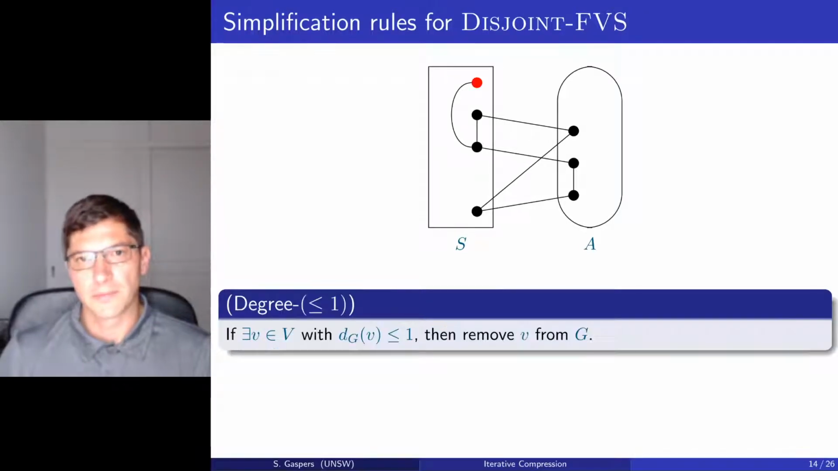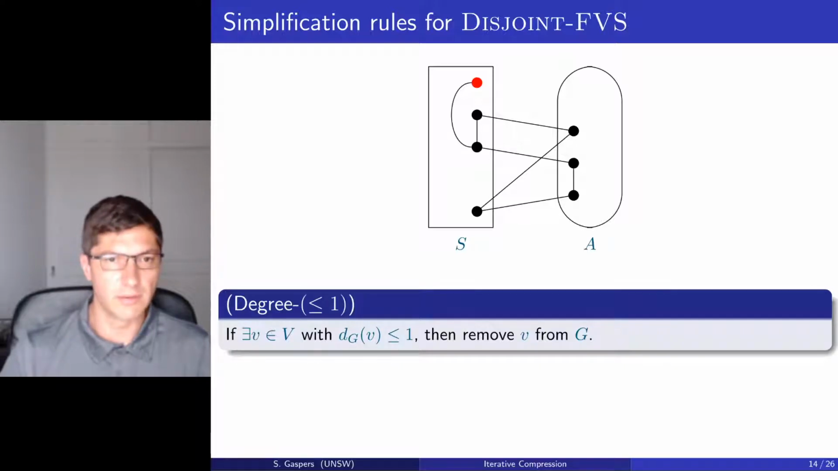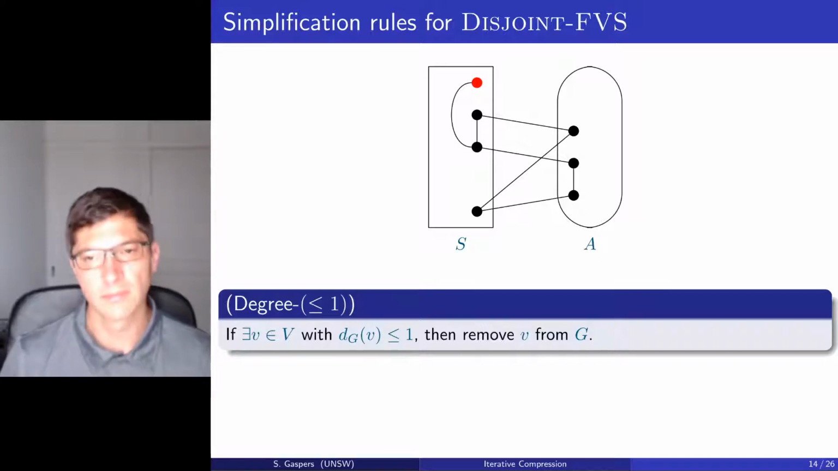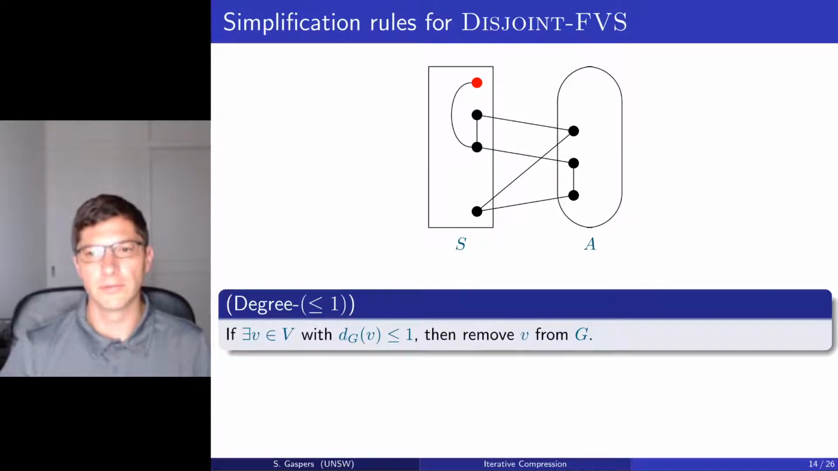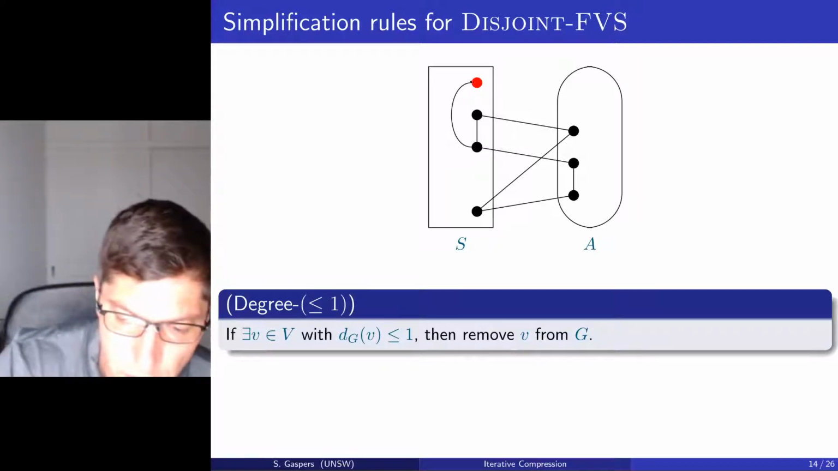Okay, so what's next? If we have a vertex of degree 1 anywhere in the graph, then we know that it will not contribute to any cycle. This is true for degree 0 vertices as well. So if we have a vertex with degree at most 1, then we can just remove it from the graph. Okay, so we'll remove this vertex.